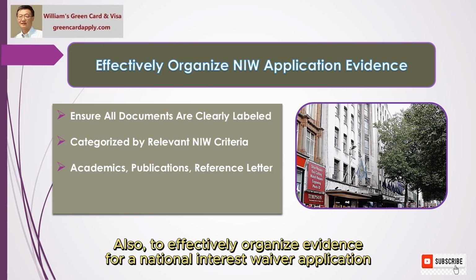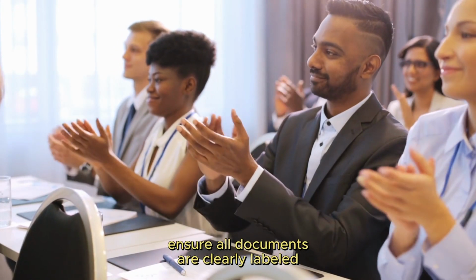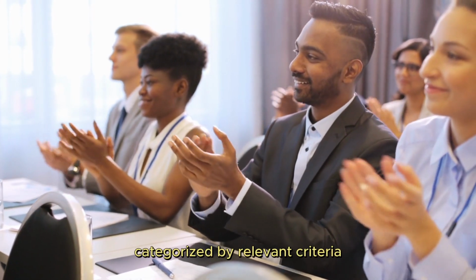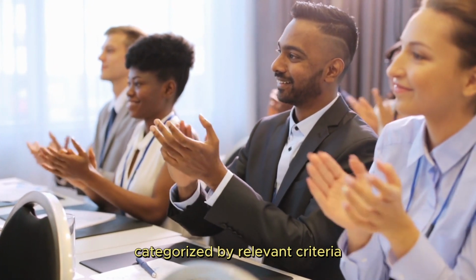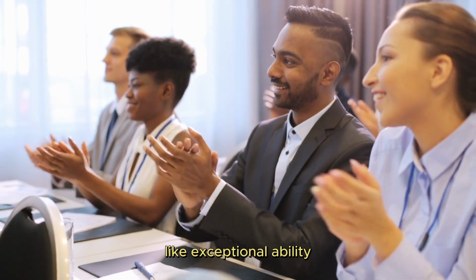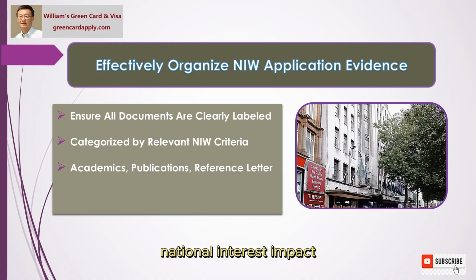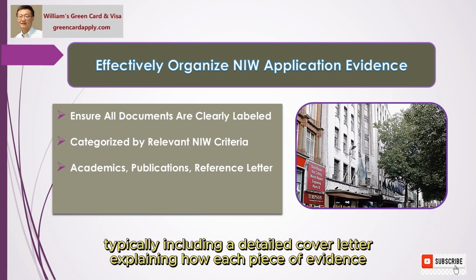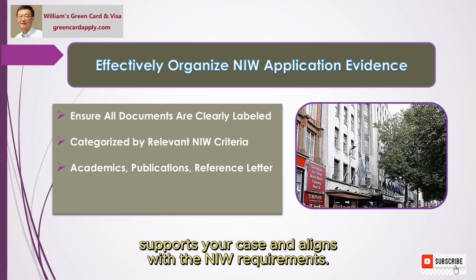Also, to effectively organize evidence for a national interest waiver application, ensure all documents are clearly labeled, categorized by relevant criteria, like exceptional ability, national interest impact, and significant contributions, and presented in a logical order, typically including a detailed cover letter explaining how each piece of evidence supports your case and aligns with the NIW requirements.